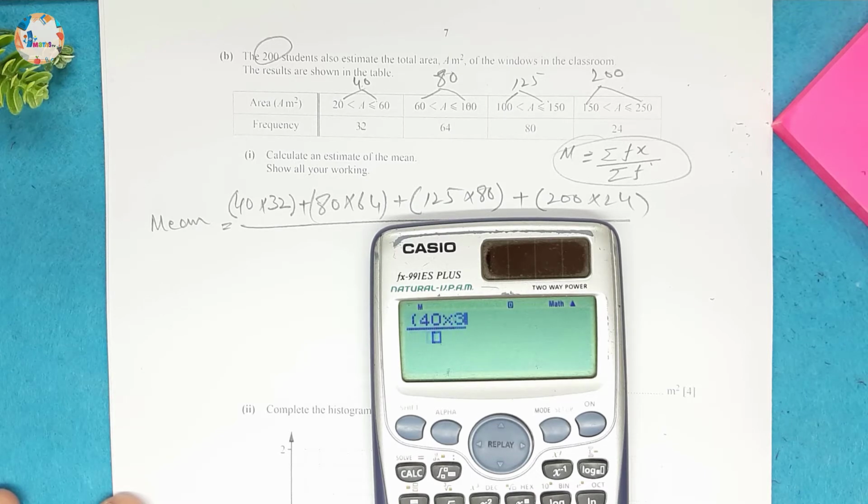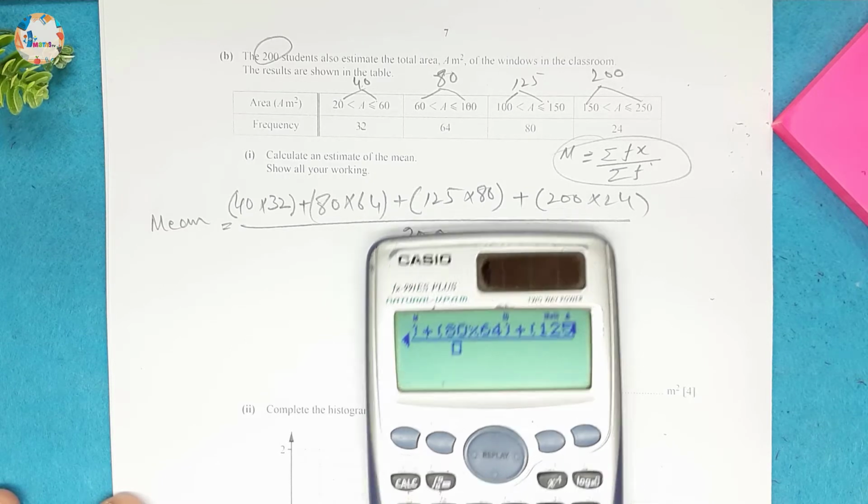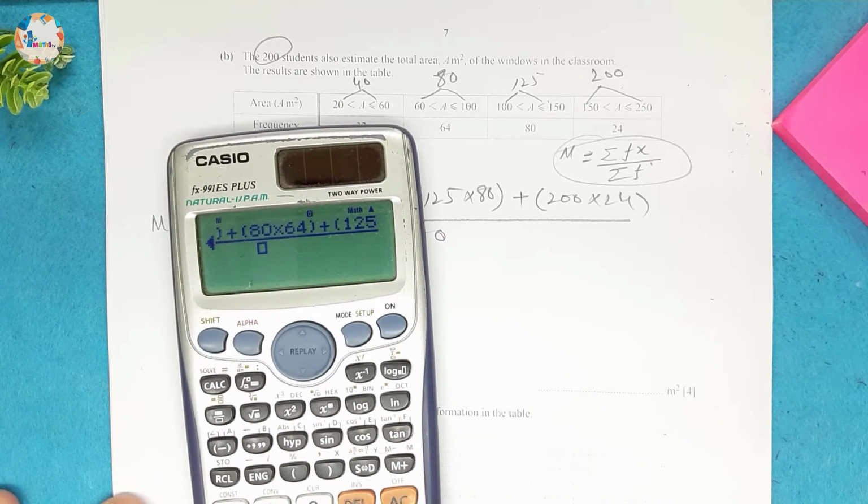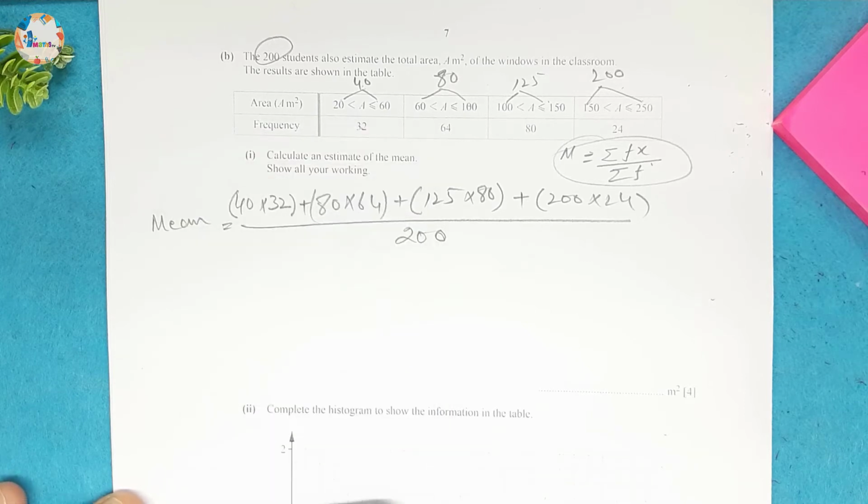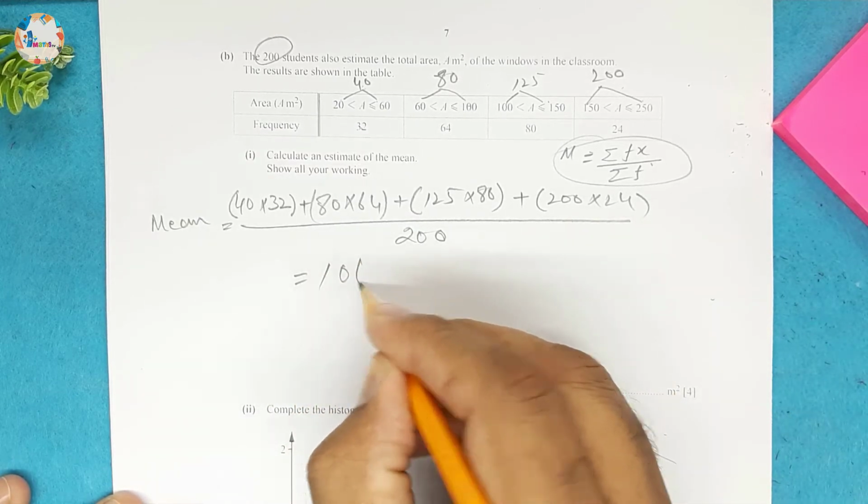40 into 32 and plus 80 into 64 and plus bracket 125 into 80 and next will be plus 200 into 24 and divided by 200. So this value will be 106. So mean value will be 106.